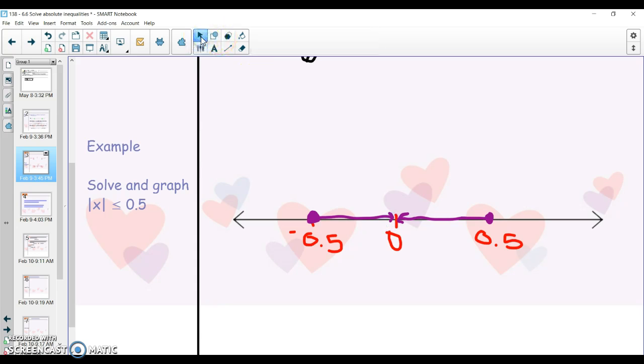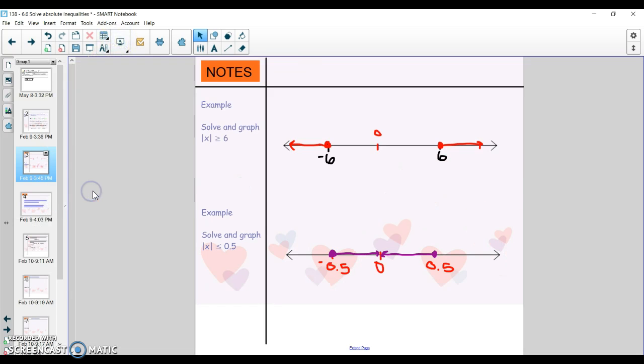So I want you to take a look at our two graphs. And I want you to think about, how does this connect to what we were doing yesterday with compound inequalities? Take a look at where the symbol is facing compared to your absolute value. Do you notice something? Does one look like an and statement and the other one look like an or statement? It does.